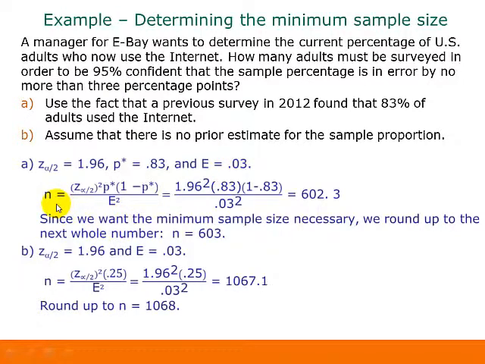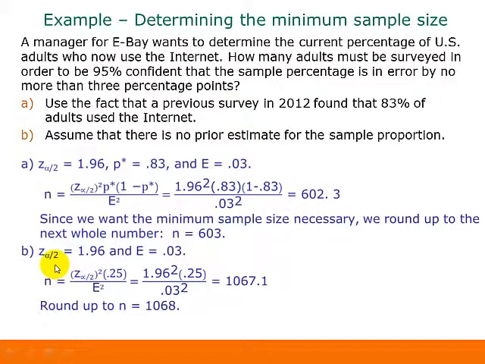In this case, since we have a prior estimate, we're using the first formula. So we have 1.96 squared times 0.83 times 1 minus 0.83 divided by 0.03 squared. And that gives us 602.3. Now, since we're looking for our minimum sample size necessary in these problems, we always have to round up to the next whole number. So we would round up from 602.3 up to 603. That's the minimum sample size necessary using this prior estimate for p hat.